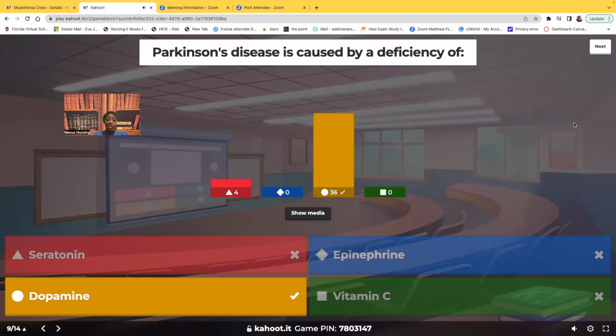Very good, dopamine. That is the major problem in Parkinson's, deficiency of dopamine. Now, our other choice is serotonin. I talk about this all the time. Serotonin is our feel-good neurotransmitter, right? Patients got depression. The first choice you expect to see ordered for that patient with depression is an SSRI. Epinephrine, that's your fight or flight, right? And then vitamin C, you guys know vitamin C, ascorbic acid, is good for what? Healing.